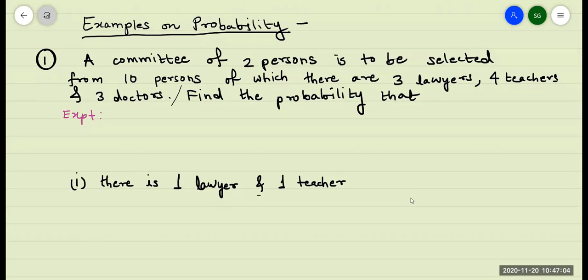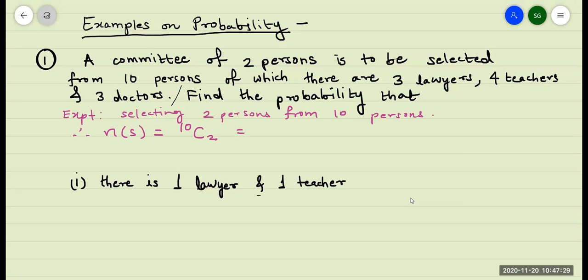So you are selecting 2 persons from 10 persons. So experiment is selecting 2 persons from 10 persons. And therefore, NS is 10C2. And just find out its answer. It is 10 factorial upon 2 factorial into 8 factorial. So 10 into 9 into 8 factorial, but that 8 factorial in the numerator will get cancelled with the 8 factorial in the denominator, leaving only 2. So it is 45. NS is 45.